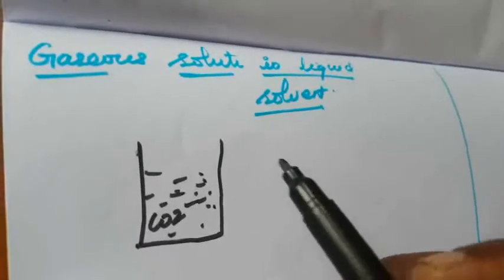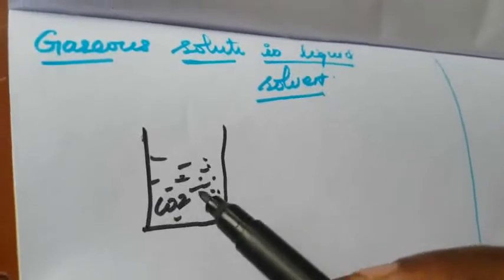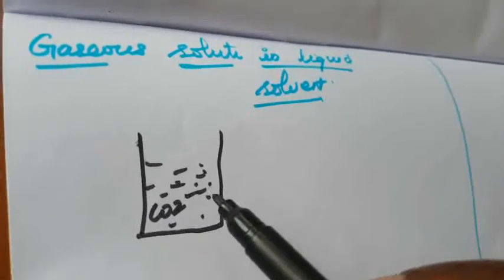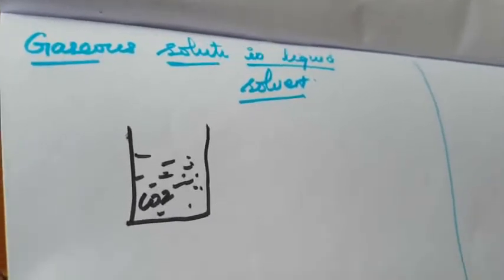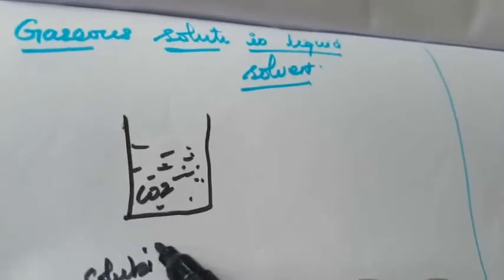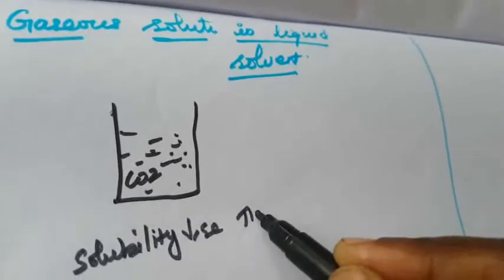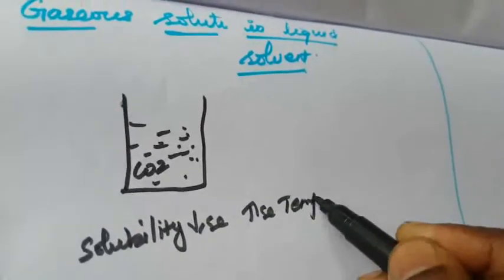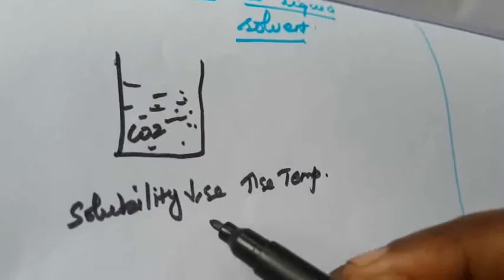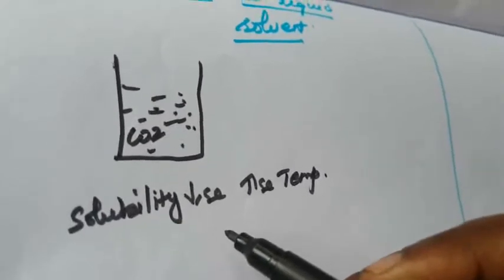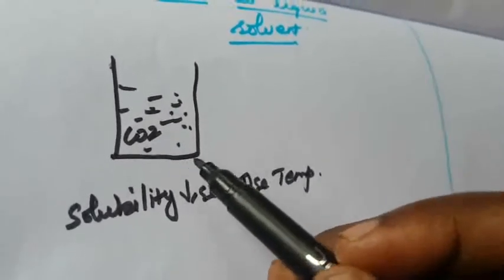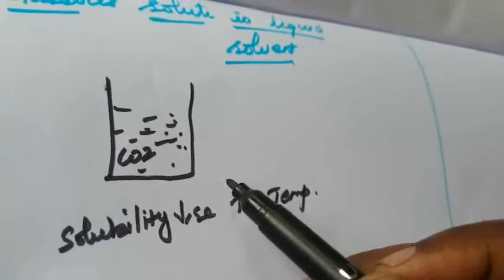So in these cases, the gaseous solute in liquid solvent, the solubility decreases with increase in temperature. So when the temperature increases, the solubility decreases. What is the reason? Because its molecules interact with the solvent molecules with weak intermolecular forces.